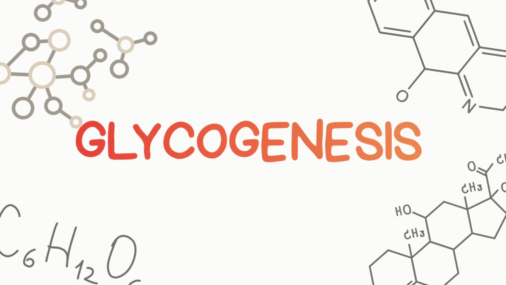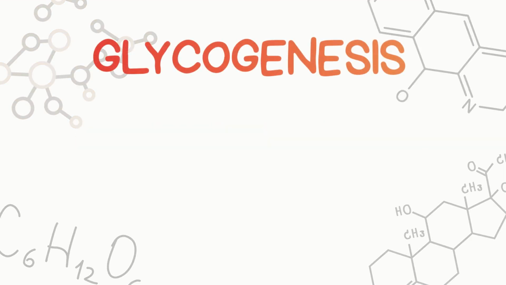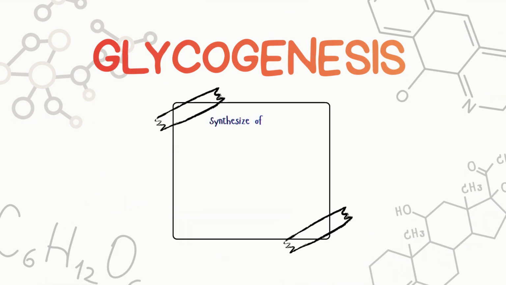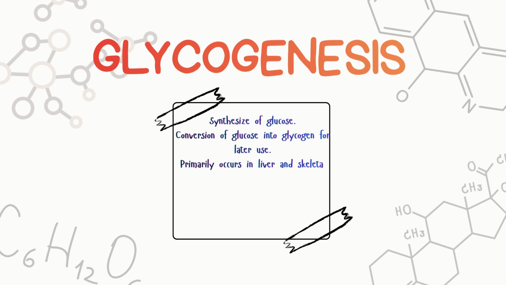Today's topic is another very simple and one of the important parts of the carbohydrate topic. We are learning about glycogenesis today. Let us start with a little overview. Glycogenesis is simply the synthesis of glycogen, meaning converting glucose into glycogen to use later when your body is low in blood sugar level or when your body is in a fasting state.